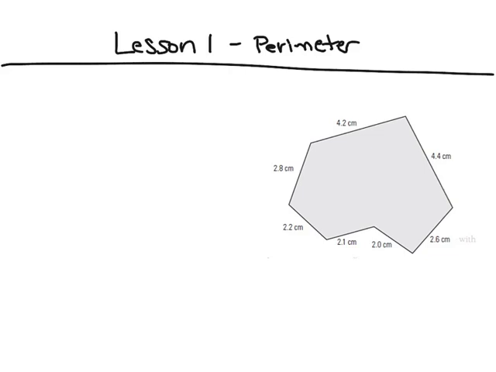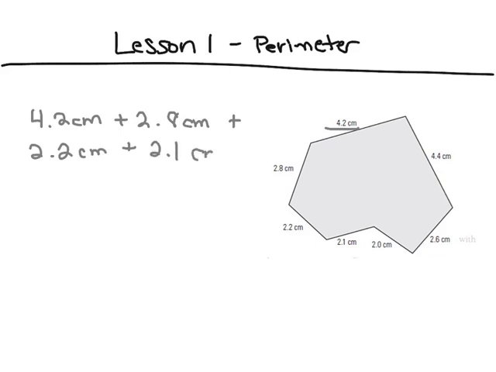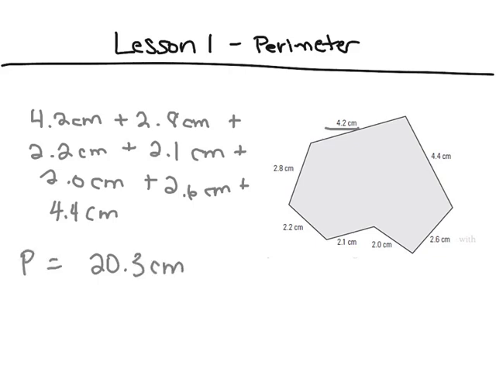And example 1, we want to find the perimeter of this figure. So we're going to take each side and add them. So you have 4.2 centimeters plus 2.8 centimeters plus 2.2 centimeters plus 2.1 centimeters plus 2.0 centimeters plus 2.6 centimeters and lastly plus 4.4 centimeters. When you add this all together, you get 20.3 centimeters. So that would be the perimeter.